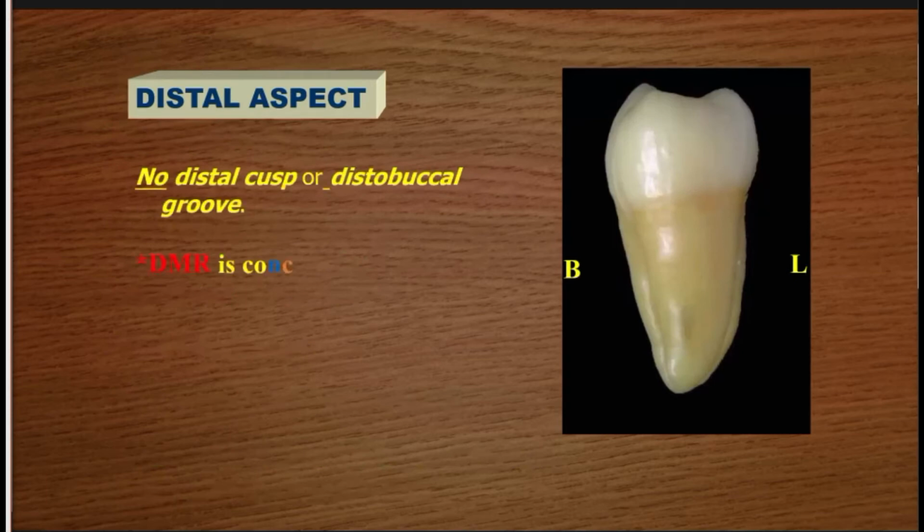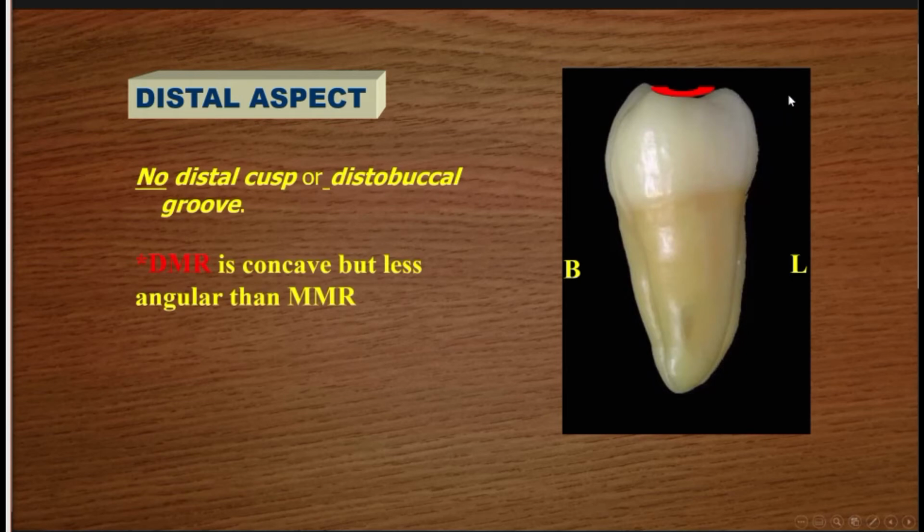No distal cusp or distobuccal groove. You see, on the distal side, there is only two cusps. One is distobuccal, one is distolingual. No distal cusp is present, no fifth cusp is present. So no groove is also seen here. From the first molar, you can see the distal groove, distobuccal groove, and distal cusp from the distal side.